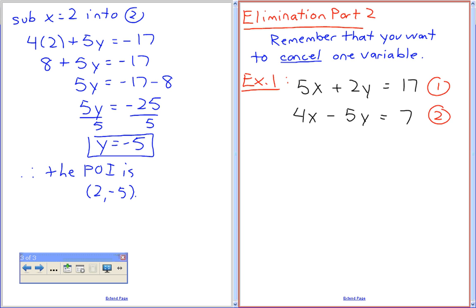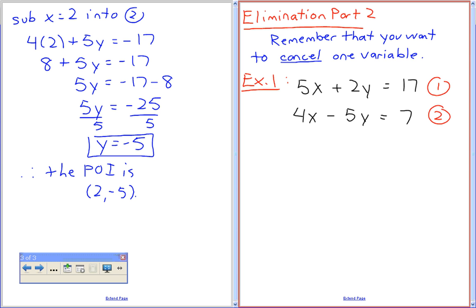I think we're up to Selena. Selena, if you look at this, what variable do you want to get rid of, x or y? Are you going to want to get rid of x or y here, do you think? You can guess which one. Okay, I'm going to say incorrect.